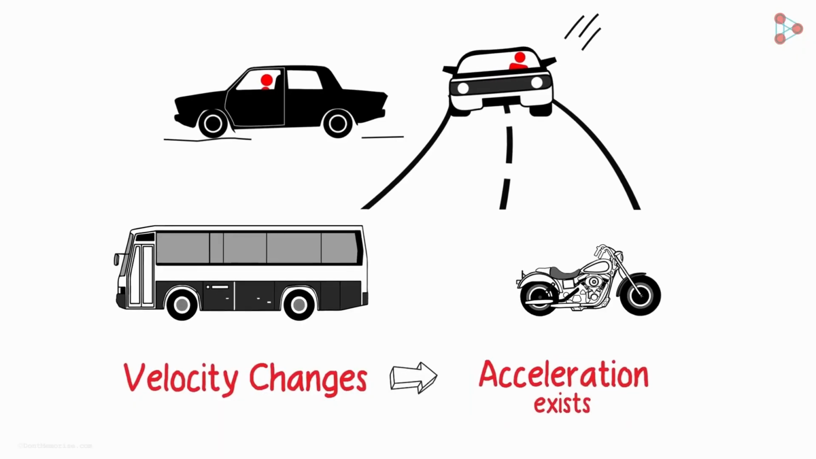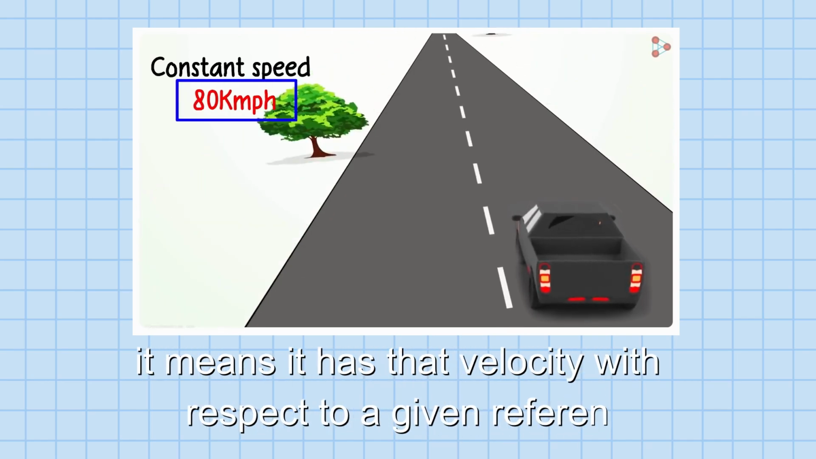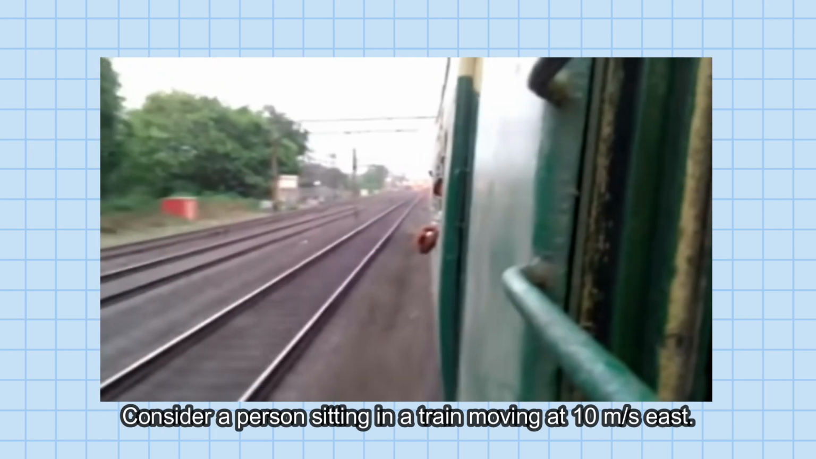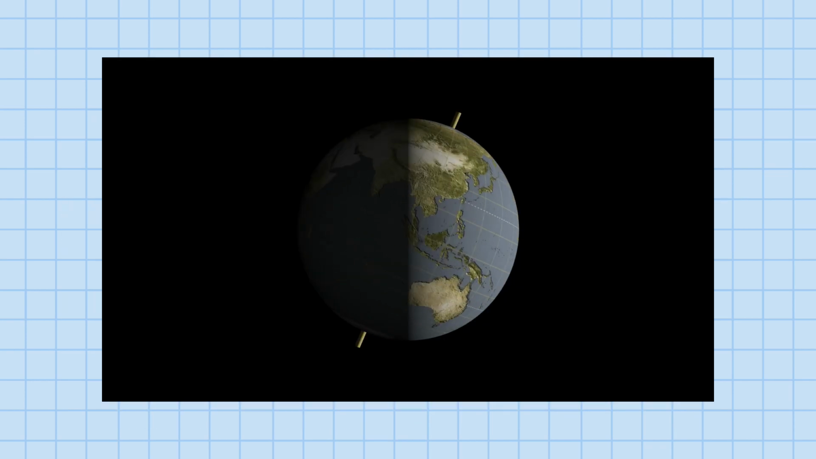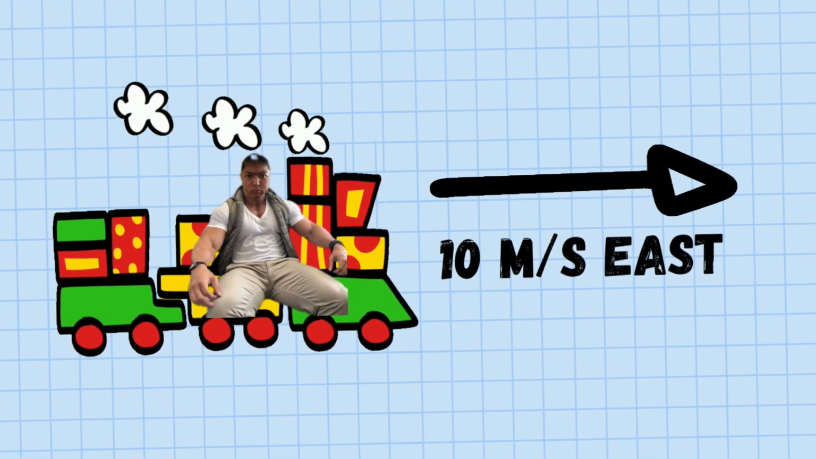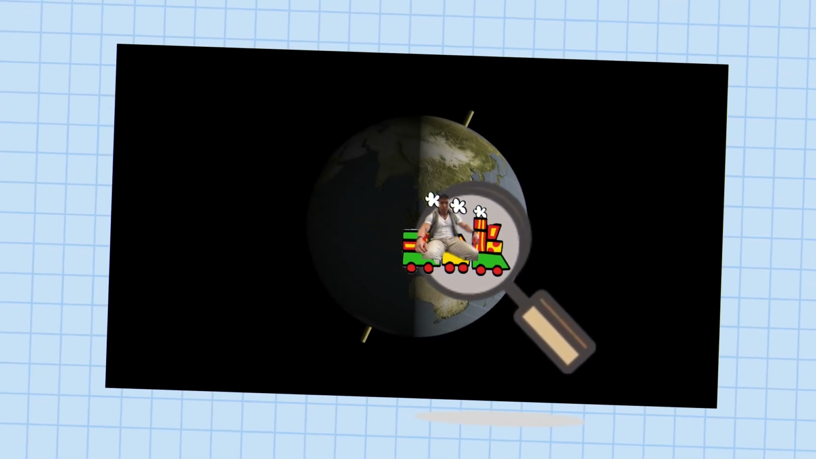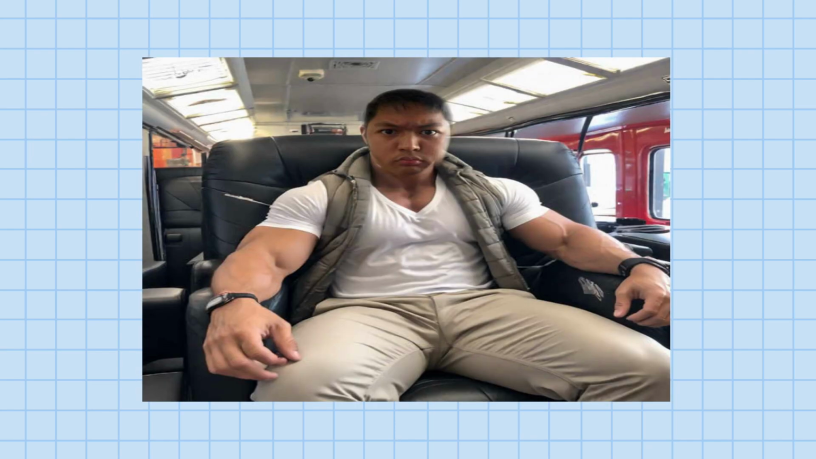And if we say an object has a velocity, it means it has that velocity with respect to a given reference frame. Consider a person sitting in a train moving at 10 meters per second east. In this scenario, Earth is the reference frame. So, when we say the person is moving at 10 meters per second east, we mean the person's motion is 10 meters per second relative to the surface of the Earth. However, if you change the reference frame to the train, you can say that the person is not moving at all, since he's just sitting.